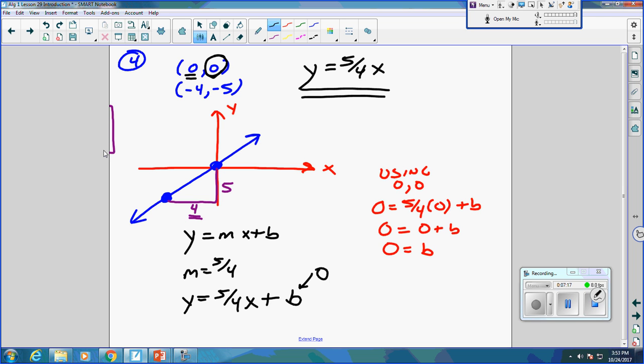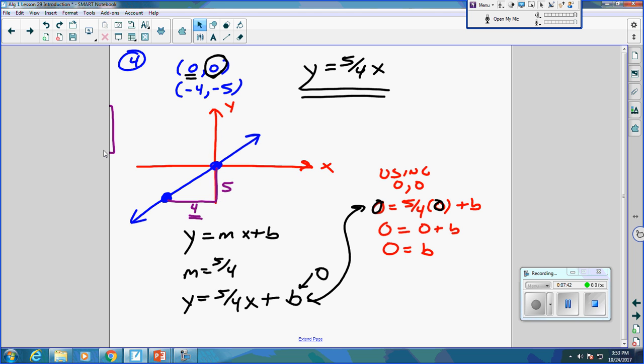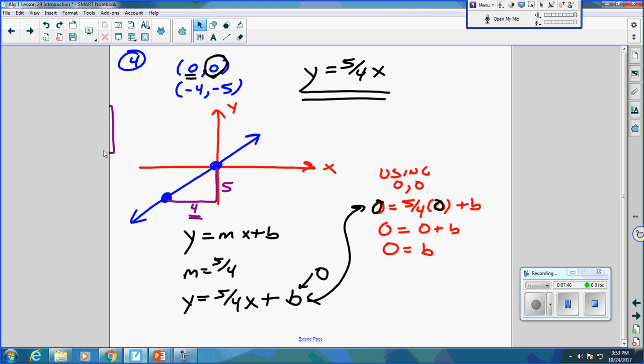Everyone, if you want to use the point (0, 0), put in 0 for y, 0 for x in this equation right here. You'll get 0 equals 5/4 times 0, so 0 equals 0 plus b, so b is 0. Everyone, we don't write plus 0. 5/4 x plus 0 is 5/4 x. And again, we have just graphed a line in this picture here, and we have the equation of that line right here. Let's move on to problem number 5.